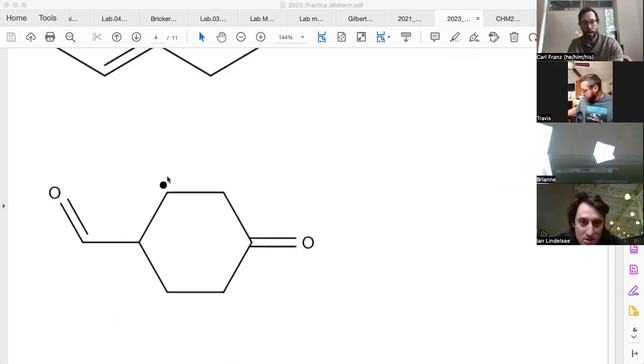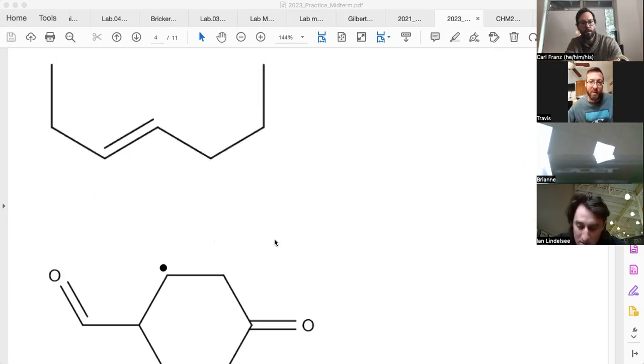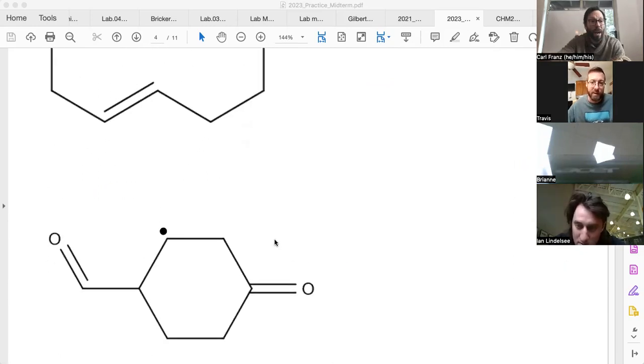Here is a free radical. What's this? Aldehyde. Yeah. And what's this? Ketone. Exactly. And so that's not an aromatic, right? Because there are no double bonds on the inside. Correct. It has to have those three double bonds. Okay.